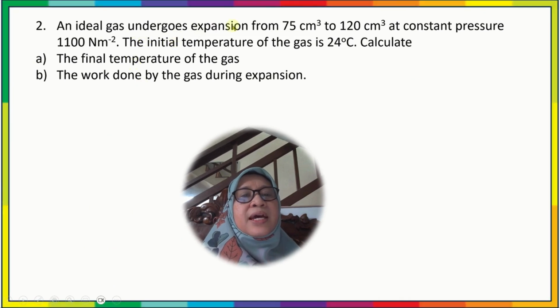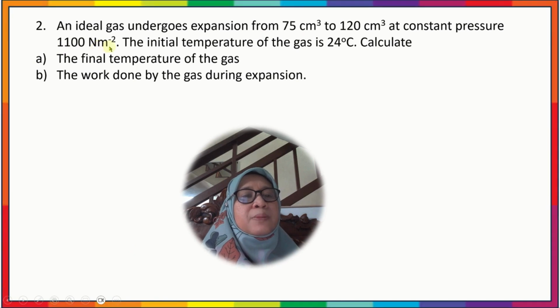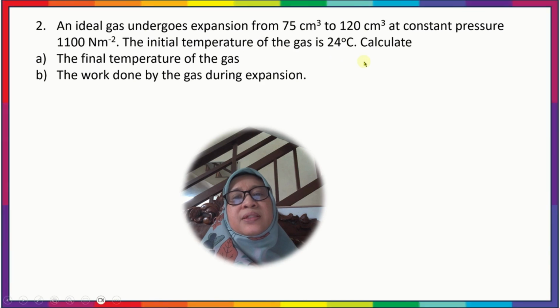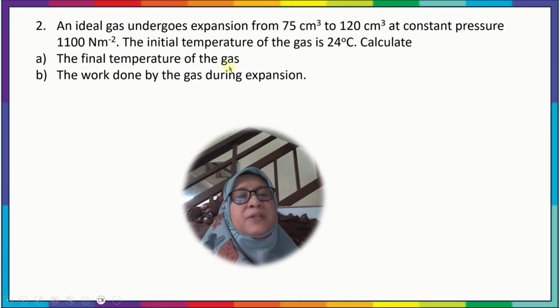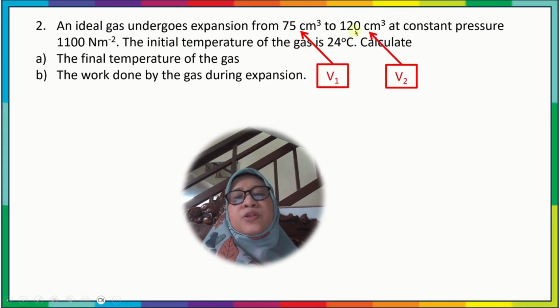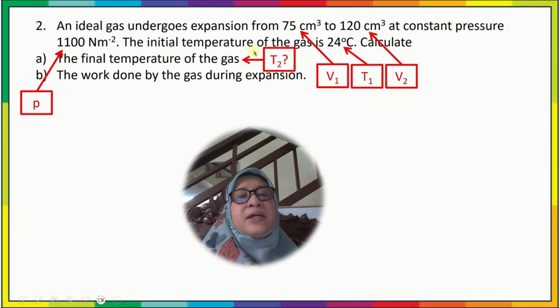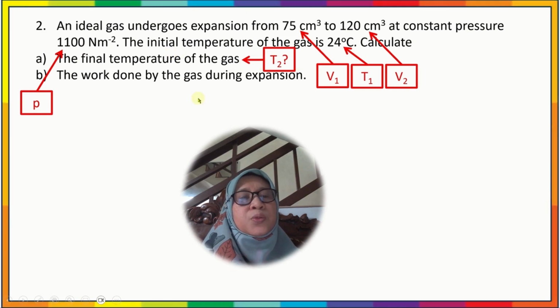An ideal gas undergoes expansion from 75 centimeter cube to 120 centimeter cube at a constant pressure of 1,100 Newton per meter squared. The initial temperature of the gas is 24 degrees Celsius. Calculate the final temperature of the gas and the work done by the gas during expansion. You are given volume 1 and volume 2, the pressure is constant, and the temperature is T1. We are going to find the final temperature T2.